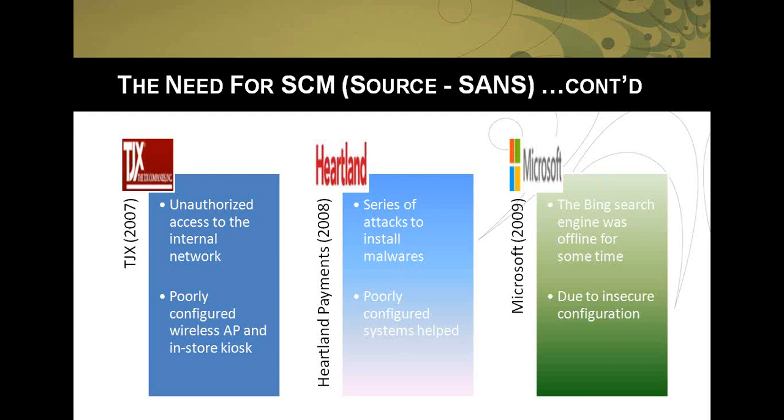TJX is an American apparel and home goods company based in Framingham. TJX was attacked in 2007, and its internal network was compromised, and the reason was an insecurely configured wireless access point and kiosk. Heartland Payment Systems is a US-based payment processing company headquartered in Princeton, New Jersey. It was attacked in 2008 and malware was installed on their systems. The root cause for the successful attack was an insecurely configured system. Microsoft was attacked in 2009 and the Bing search engine was offline for some time, and yet again the reason was an insecurely configured system.